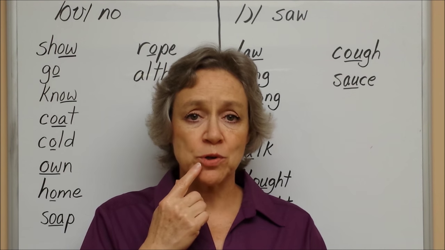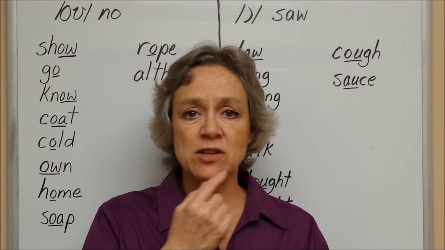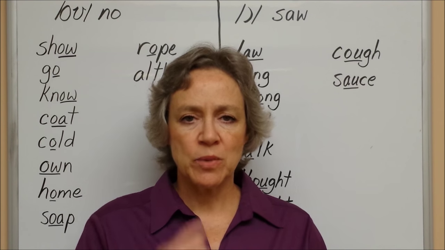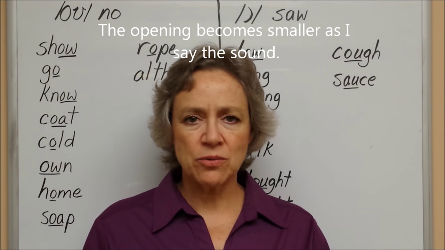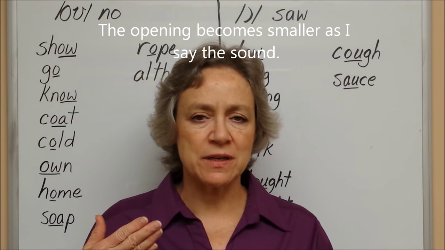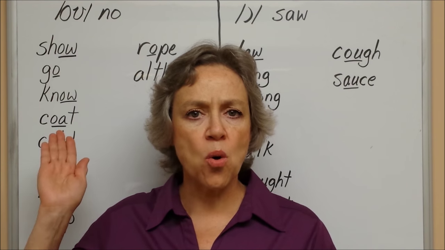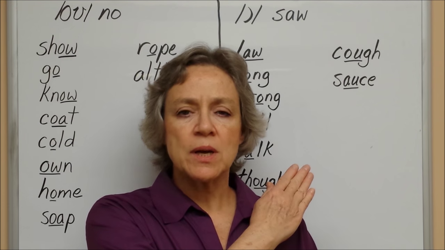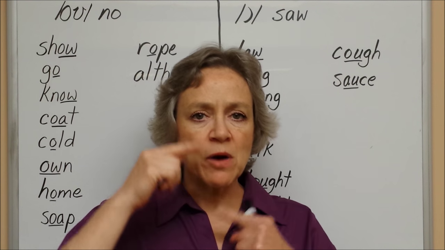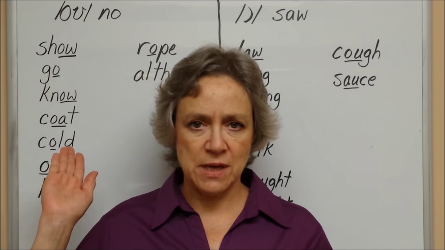Notice my lips protrude or stick out, O. And I make a circle with my lips, but there is a little bit of an opening. O. And that sound ends in a bit of a W sound. With this sound, my lips are still rounded, but my mouth is open more, so the lips don't protrude as they do with this sound.